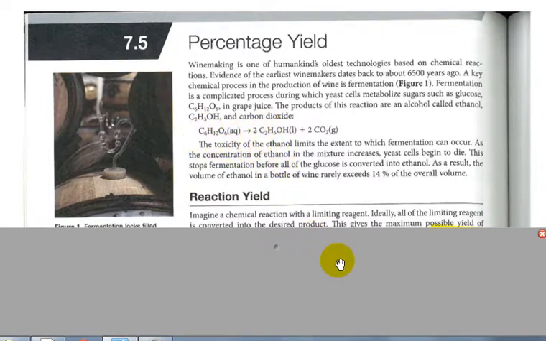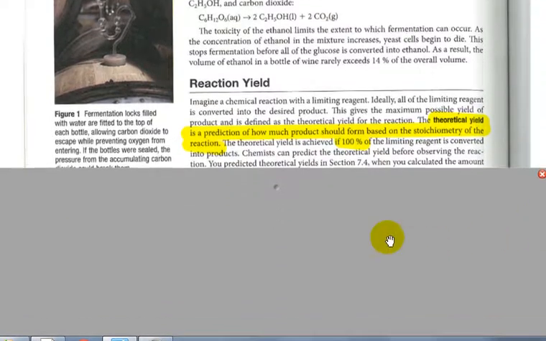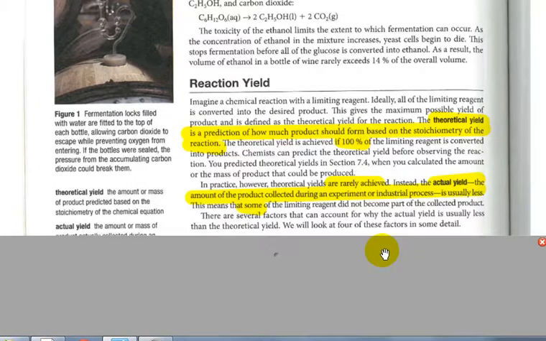we theoretically should get. So the idea of a theoretical yield, it's a prediction of how much product we should get based on the stoichiometry of the reaction, what the reaction suggests that we should get. And of course that would assume that 100% of the conversion would happen. But of course in real life that is rarely achieved.